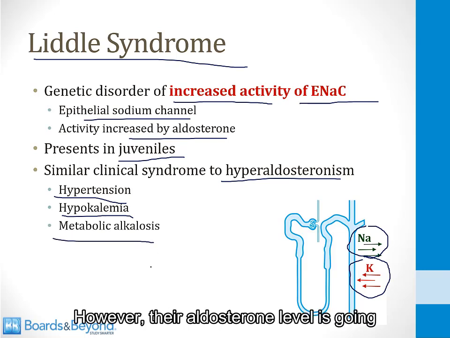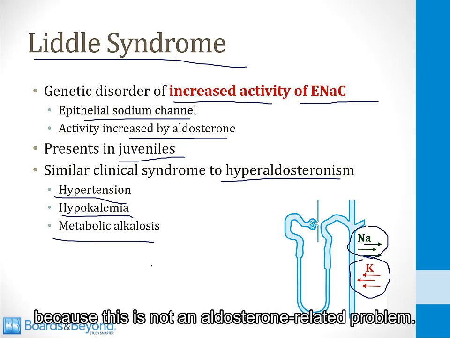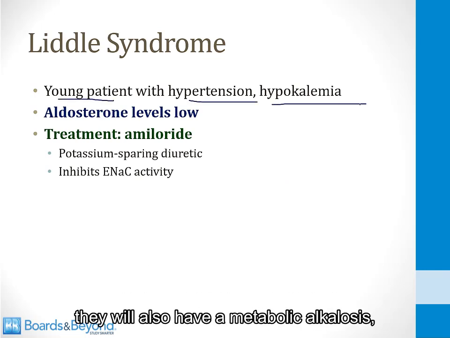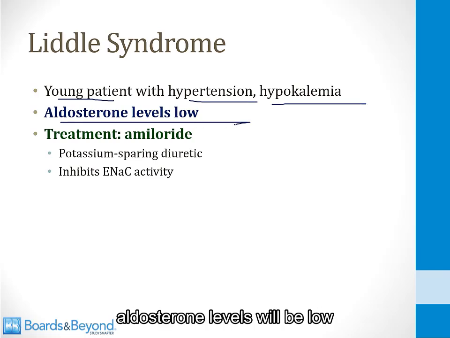However, their aldosterone level is going to be very, very low because this is not an aldosterone-related problem. So it's going to present as a young patient with hypertension and hypokalemia. They will also have a metabolic alkalosis. Aldosterone levels will be low.